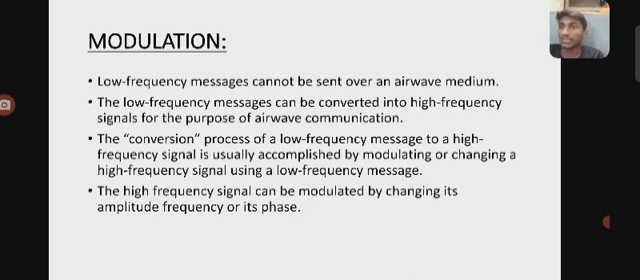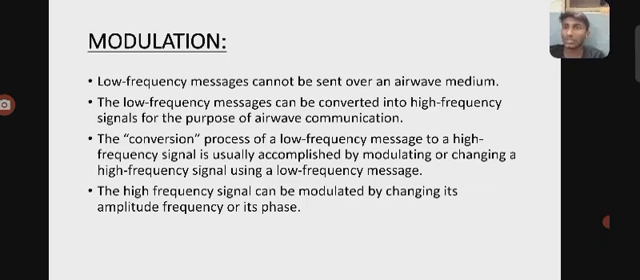In this technique, our low frequency signal is modulated with a high frequency signal called the carrier. A low frequency message cannot be sent over an airwave medium, so the low frequency message can be converted into a high frequency signal for the purpose of airwave communication. This conversion process is usually accomplished by modulating, or changing, a high frequency signal using a low frequency message signal.